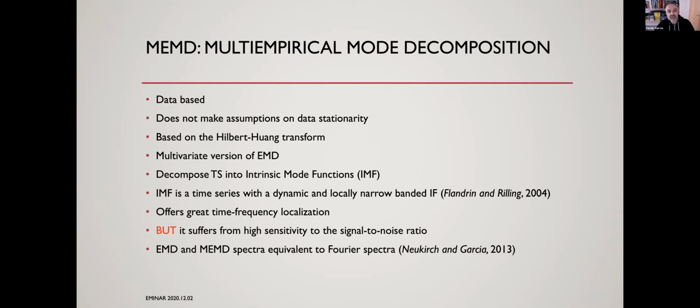For this, we use the multivariate empirical mode decomposition, MEMD for short. It is a data-driven method that does not make any assumptions on data stationarity. It's based on the Hilbert-Huang transform, a multivariate version of EMD, which we mentioned earlier. It decomposes the time series into intrinsic mode functions, or IMFs, and each IMF is a time series with a dynamic and locally narrow-banded instantaneous frequency. It offers a great time-frequency localization, although remember, you are always bounded by the uncertainty principle. But there is always a but: it suffers from high sensitivity to signal-to-noise ratio.